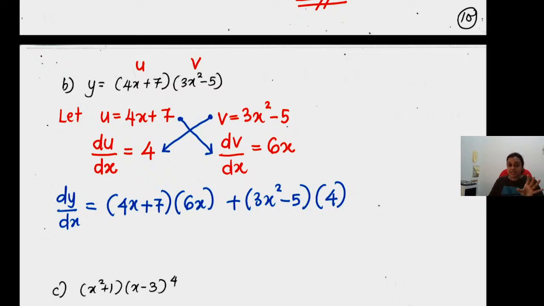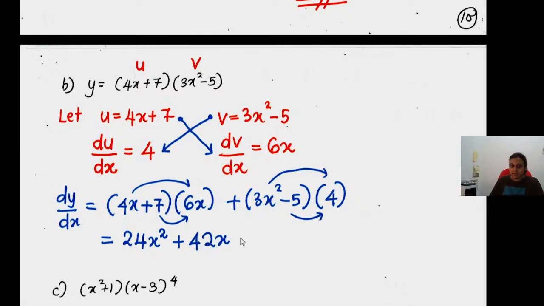Can I leave my answer like this? Cannot. We must expand and solve. So we expand everything carefully. Teacher hopes you are all doing together with me, because the more you do together, the better you will be. So here we get 24x squared plus 42x. Here also expand, it becomes 12x squared minus 20. I hope you realize why it's minus 20 there, because plus and minus will become minus.